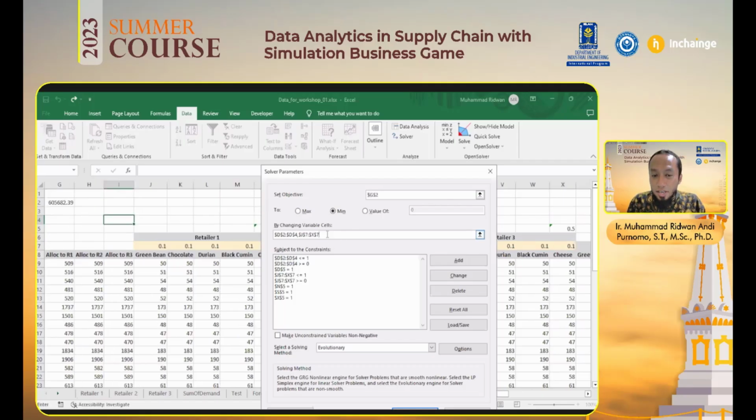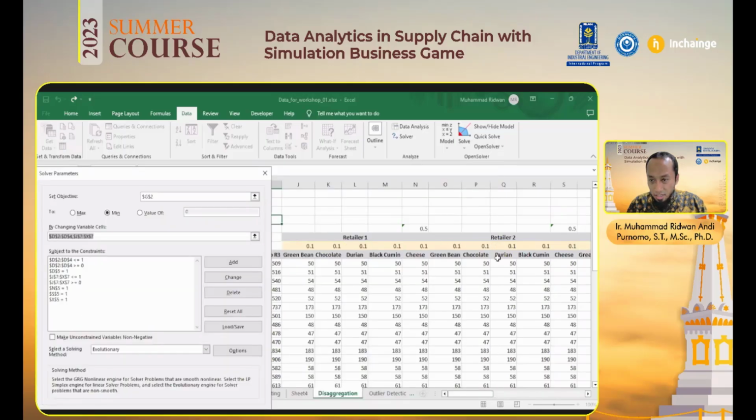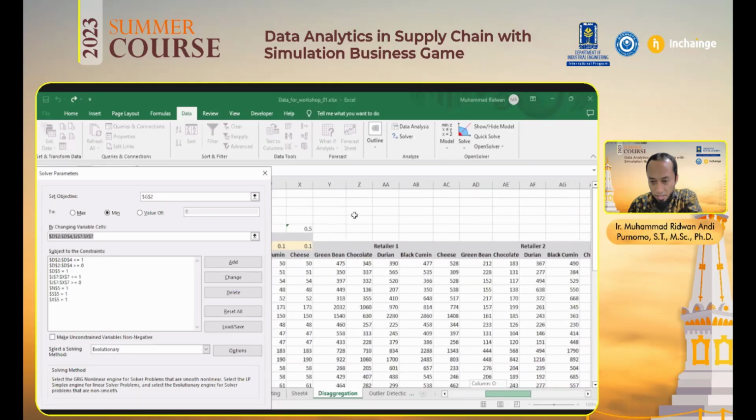By changing what? Because we already explained, we will have double loop optimization. The first loop will be used to optimize the proportion of the product of every retailer, so it will be D2 until D4. We can check, this one D2 until D4. And not only that, we also need to optimize this range as well, until the last. You can check, from J7 until X7. Is that correct? Okay, this one until X7.